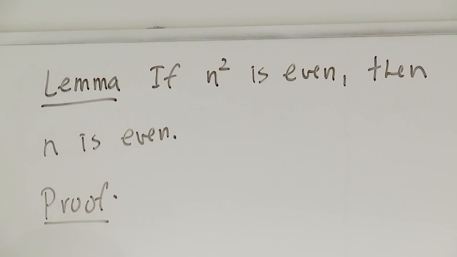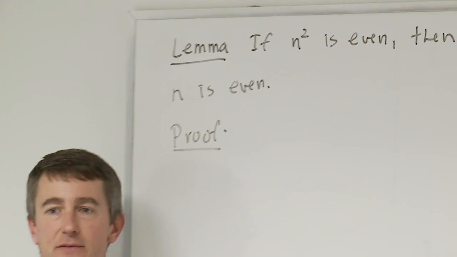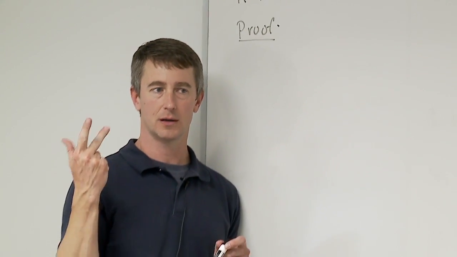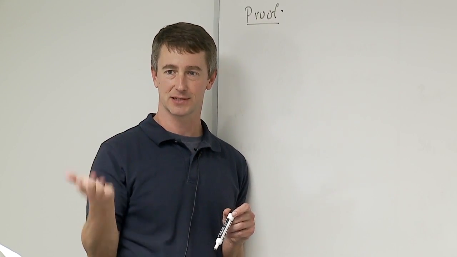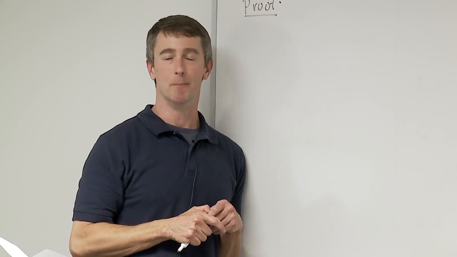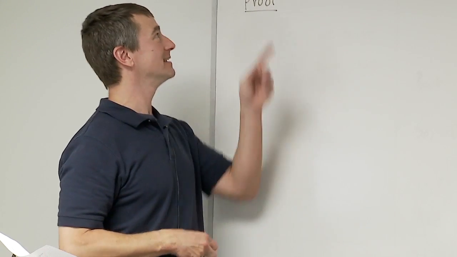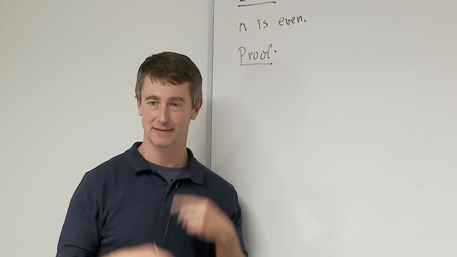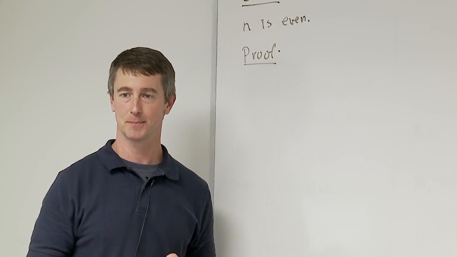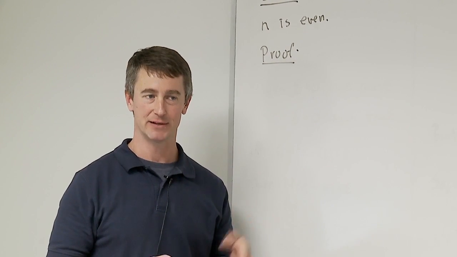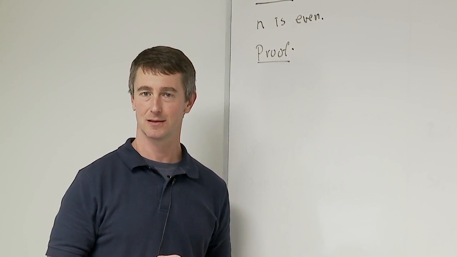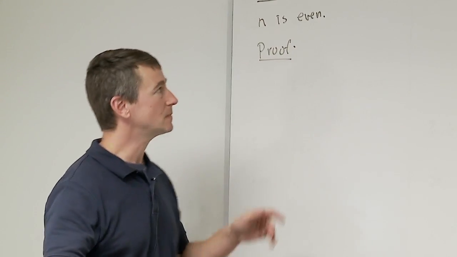Think of all the perfect squares you know, all the even perfect squares you know. 0, 4, 16, 36, 64, a million. In every case, their square root, the thing that's being squared, was an even number. So based on empirical evidence, it seems like this should be true. Let's see if we can now prove it.